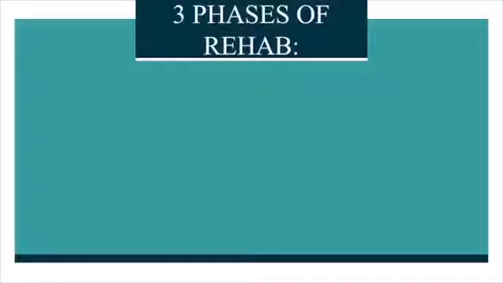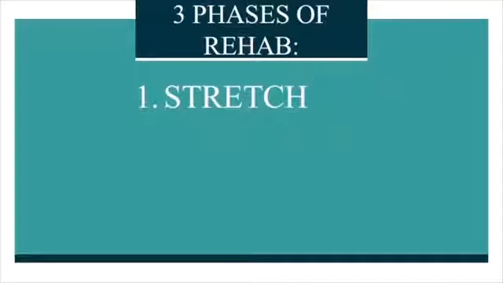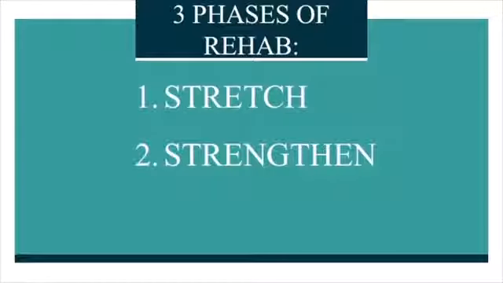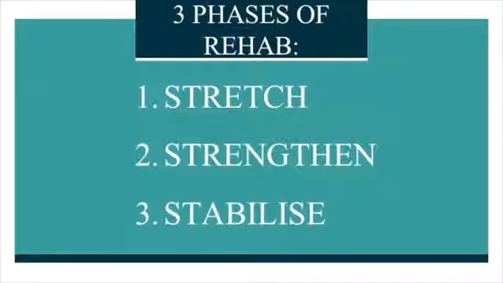The overarching principle of soft tissue rehabilitation requires 3 phases that soft tissues need to go through for optimum recovery and restoration. The 3 phases are, first, stretch, then strengthen, then stabilize. And you've got to do them in that order. Stretch, strengthen, then stabilize. When I learned this, it was a real game changer for me.